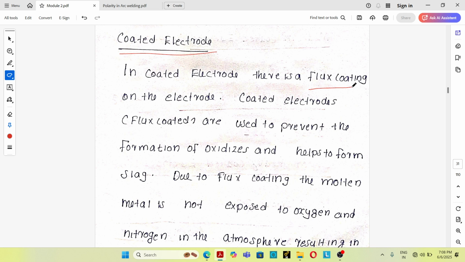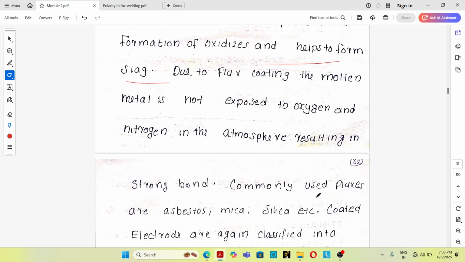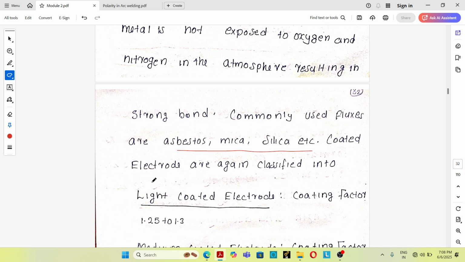When we are using a flux coated electrode, there is no need to add additional flux separately. Okay. In a coated electrode, there is a flux coating on the electrode. Flux coated electrodes are used to prevent the formation of oxides and help to form slag. That's the important thing. Due to flux coating, the molten metal is not exposed to oxygen and nitrogen in the atmosphere, resulting in a strong bond. Commonly used fluxes are asbestos, mica, silica, etc.